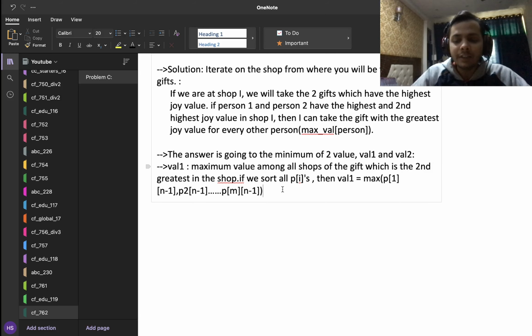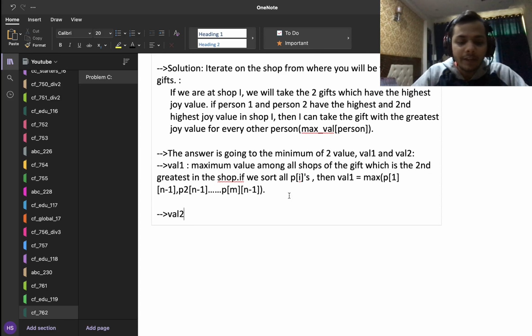So this is going to be val1, and obviously it makes sense to choose the shop which will maximize my Pi[n-1]. So out of all the Pi's, I will just take the maximum value of Pi[n-1]. And what will be val2?